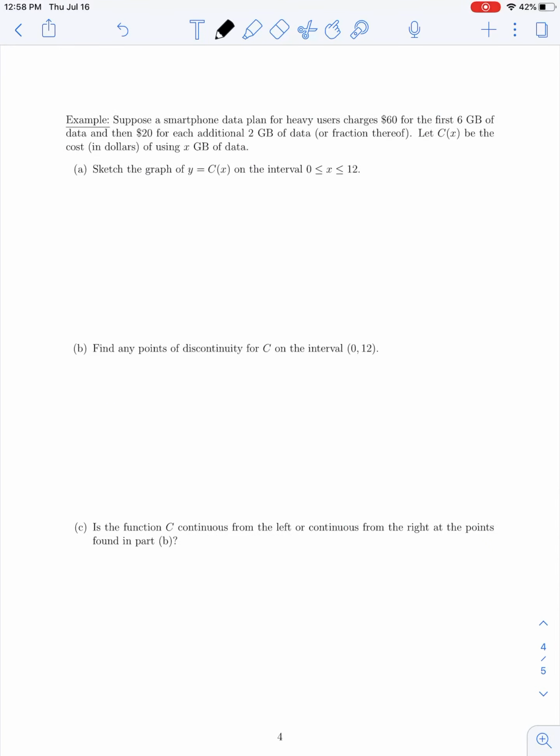So let's consider an application of this one-sided continuity, or continuity in general. So here we're told to suppose that a smartphone data plan for heavy users charges $60 for the first 6 gigabytes of data, and then $20 for each additional 2 gigabytes of data or fraction thereof. So here we're told to let C of x be the cost in dollars of using x gigabytes of data, and in part A, we're asked to sketch the graph of that cost function over the x interval from 0 to 12. So here we have a vertical axis representing cost, C of x, and our horizontal axis is representing x, the number of gigabytes used.